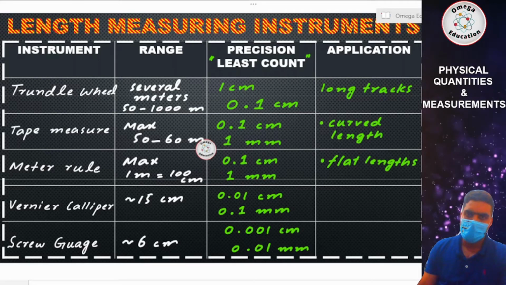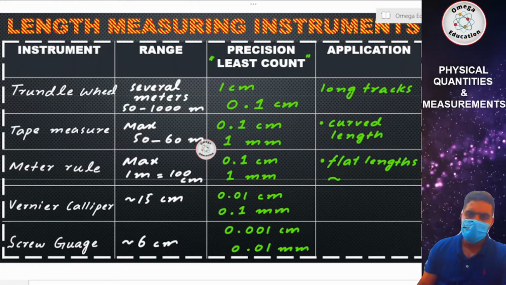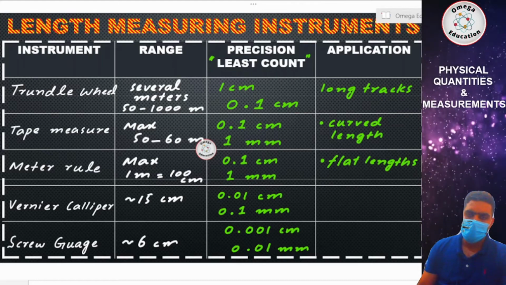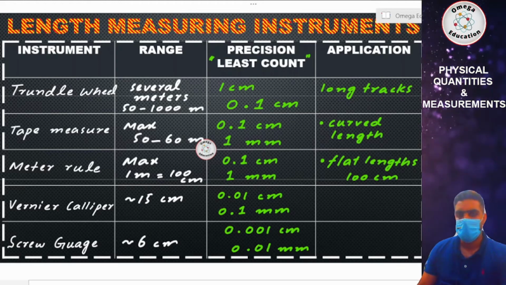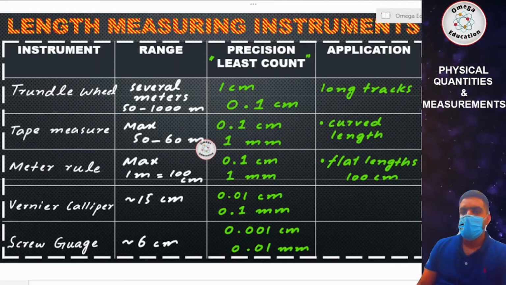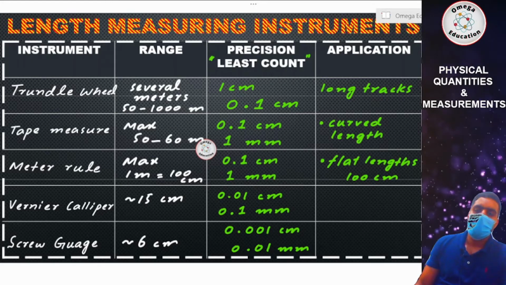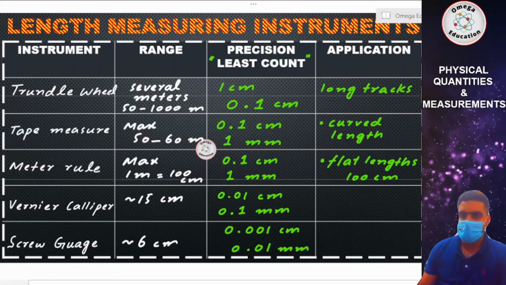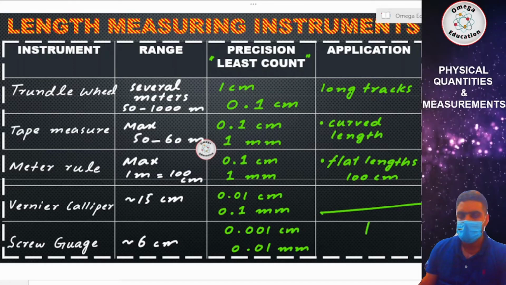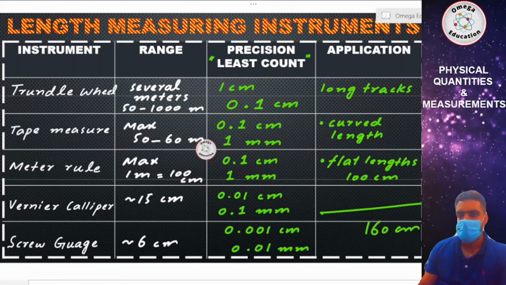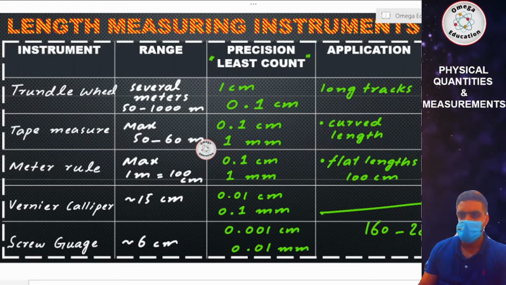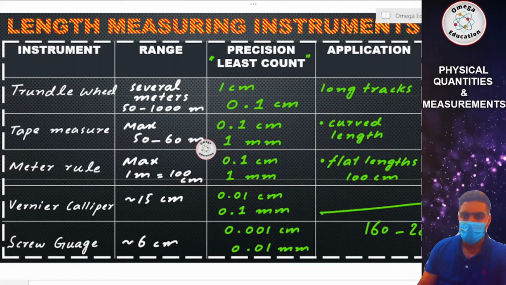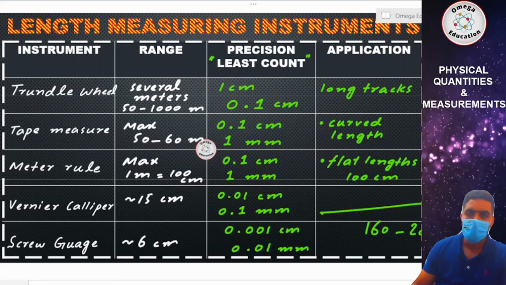Once again, there are approximately 100 centimeter or less than that. If it is more than that, then we would prefer tape measure. Even if it's a flat surface and the length is 160 centimeter, somewhere between 160 to, let's say, 200, we're not sure we want to measure the exact value, we'll prefer the tape measure, because tape measure has a higher range.